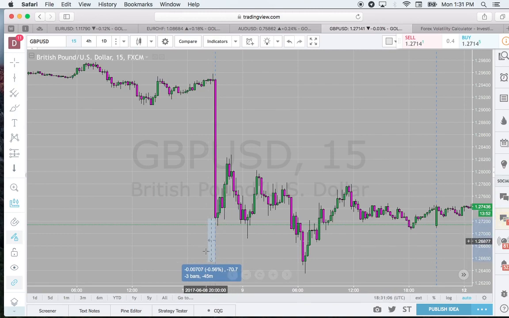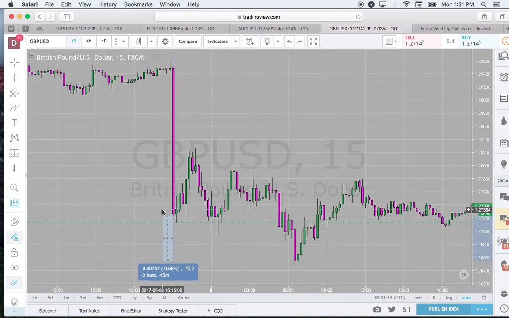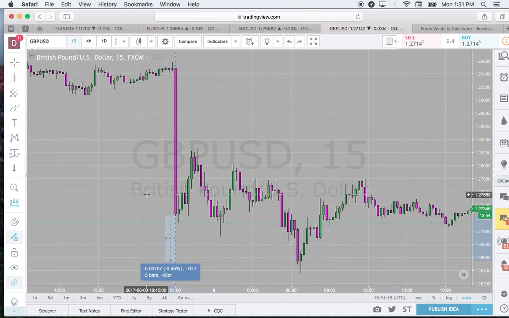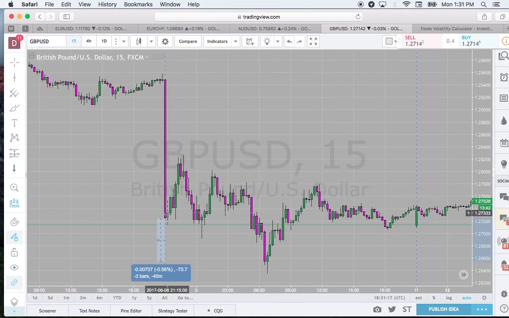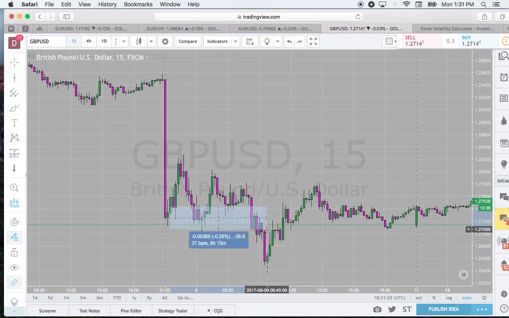That's all the orders in this area that were stopped out or activated by the spread. And then price didn't come down to that area until 9 hours later.